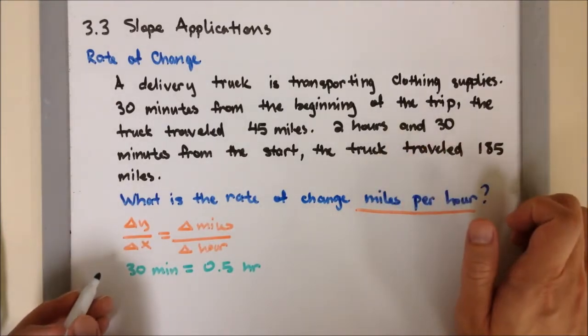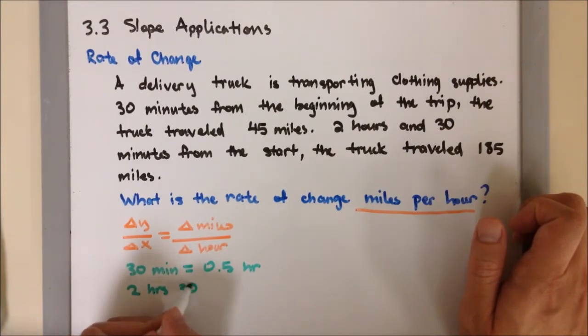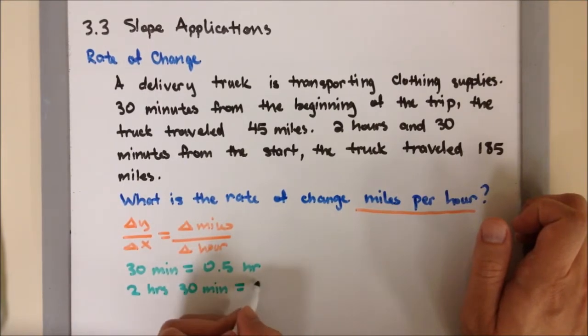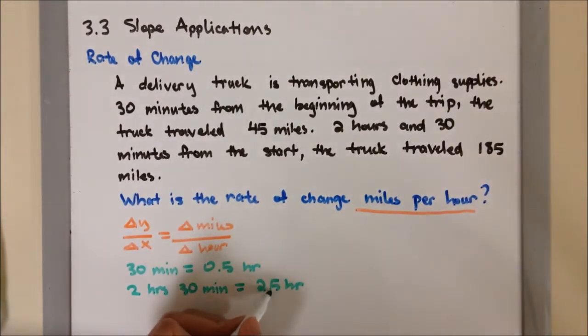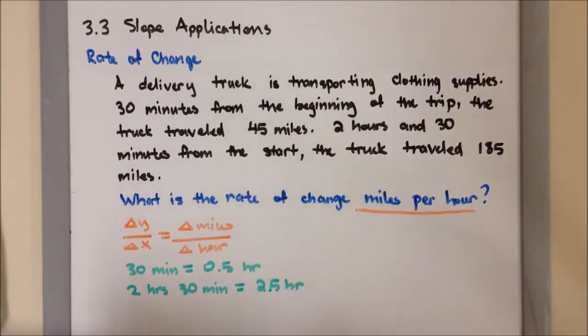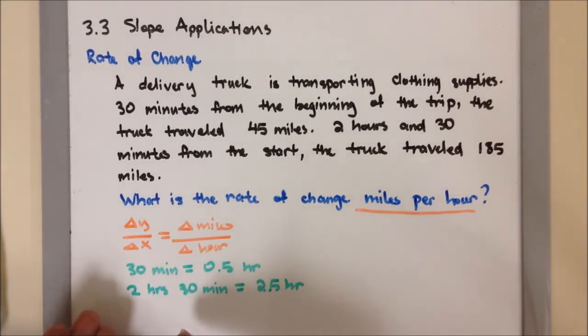Now 2 hours and 30 minutes is the same thing as 2.5 hours. So basically we just convert 30 minutes into hours. 2 hours and 30 minutes equals 2.5 hours. So now we're going to find the rate of change.